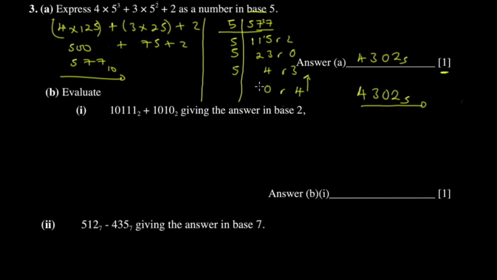You didn't have to go through the whole process like this, because it's time consuming. It means that sometimes you won't finish your exam. So check the first method, it's good, and then evaluate this, giving your answer in base 2. So we have 10111 base 2 plus 1010 base 2, like this.